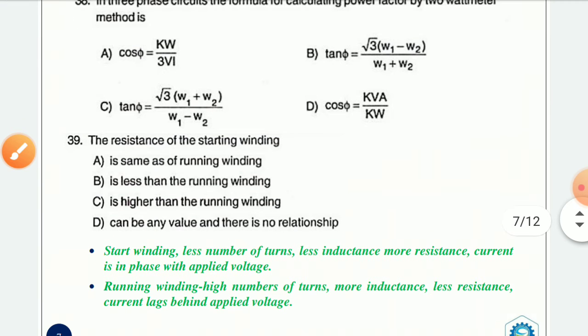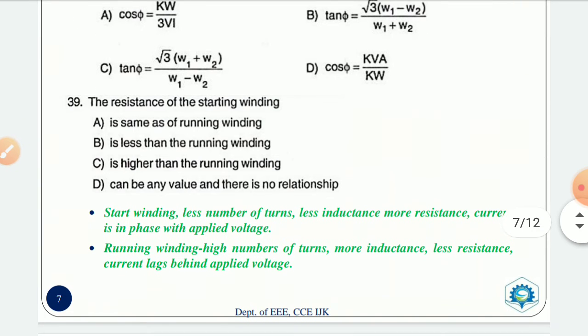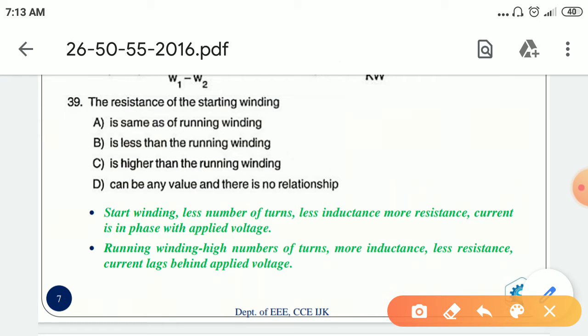Question number 39. The resistance of starting winding is, how is it? Is it same? Is it less? Is it higher than? Or is it not having any relation with the running winding? So the starting winding is actually having a less number of turns. It is always having less number of turns, less inductance and more resistance. Then only the current will be in phase with the applied voltage.